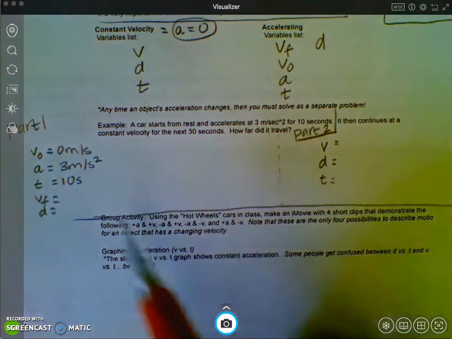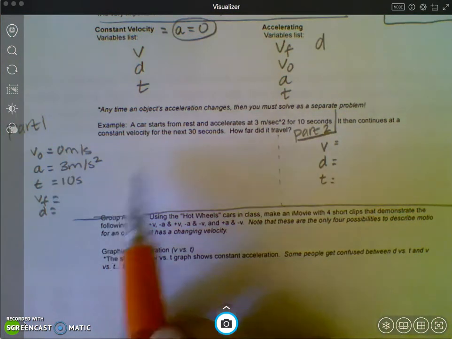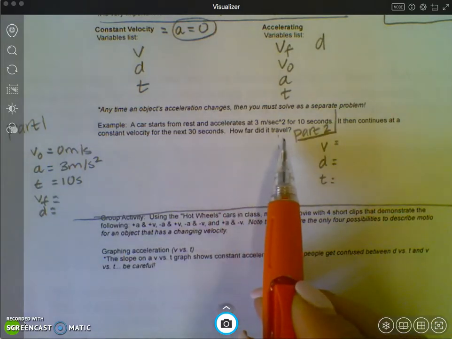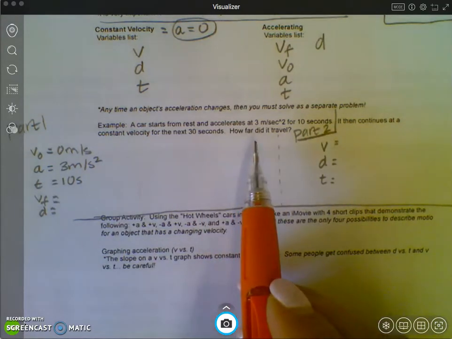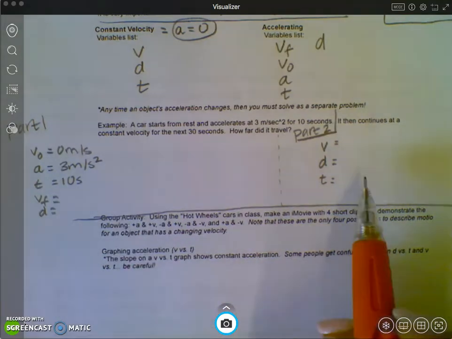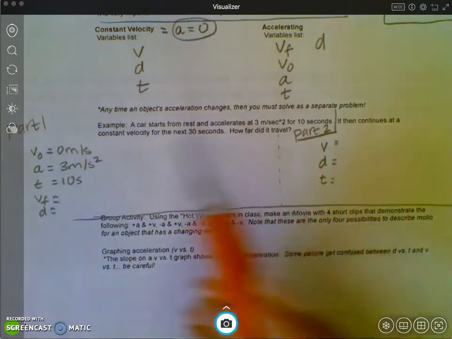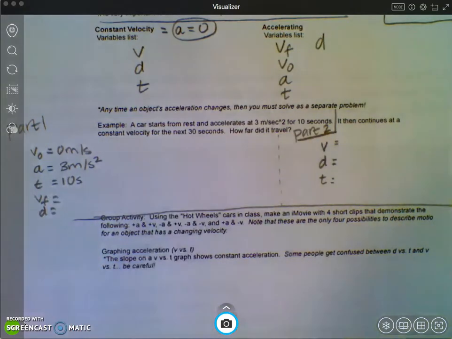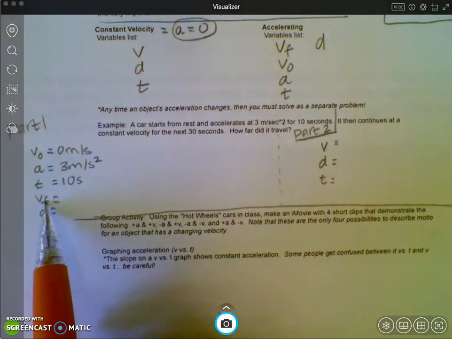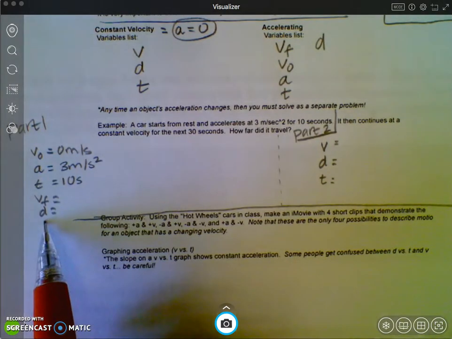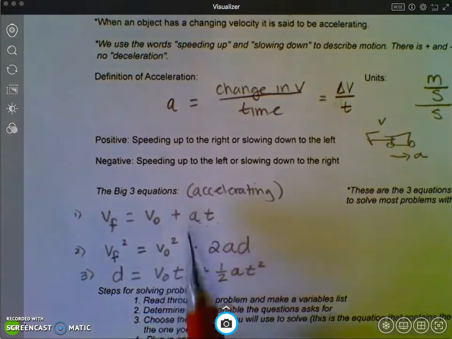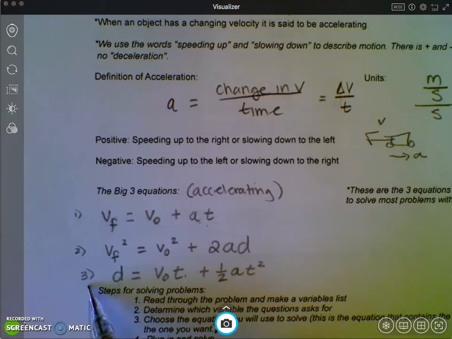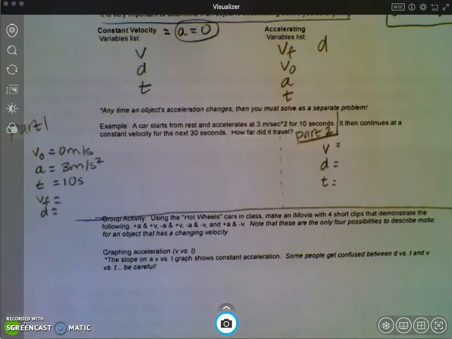Okay. So let's work on part 1 here. We want to know how far the car traveled, total, with both parts. So we're going to have to find d for both parts. So we can do that in part 1, and the way that we would do that is we would look at what we have. We don't have v final, and we're not looking for it right now. We're just looking for the displacement. So we want to find the equation that does not have v final in it, okay? And that would be equation 3. So that's the one I'm going to use.